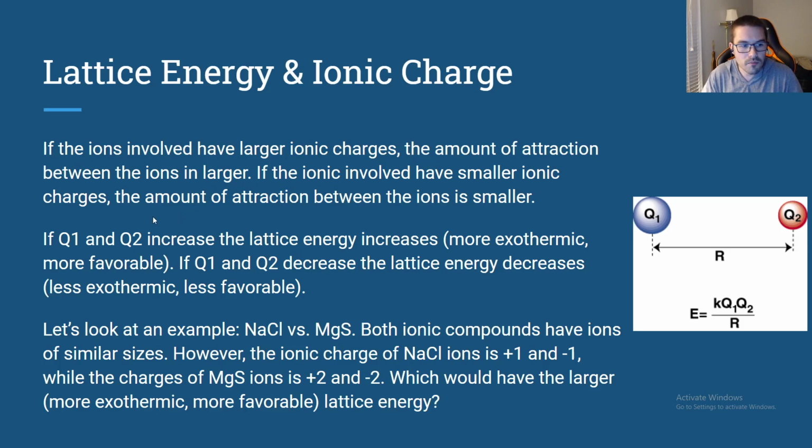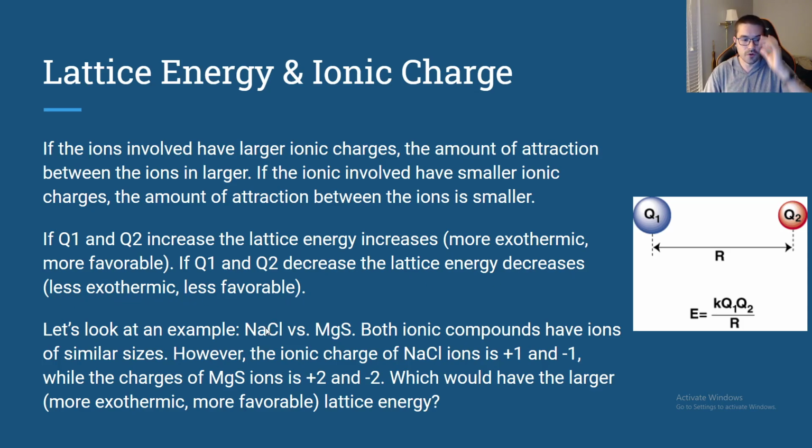So let's look at that in terms of the math. If Q1 and Q2, those are the two charges, both increase or are bigger, then your lattice energy is going to be more exothermic. It's going to be bigger, more exothermic, more favorable. However, if your Q1 and Q2 are smaller, or if they decrease, then the lattice energy is also going to decrease. They're going to be less exothermic, less favorable.